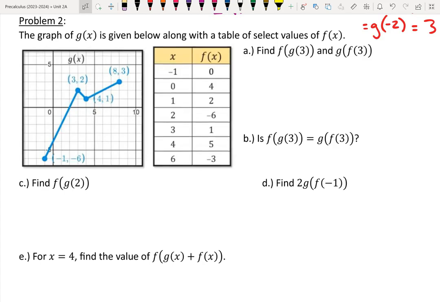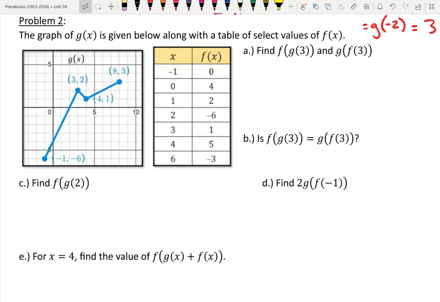So part A asks us to find f of g of 3 and g of f of 3. We can do that. It's not a problem now. And then it asks us if they're equal. Great. Part C is f of g of 2. Again, we can figure that out.